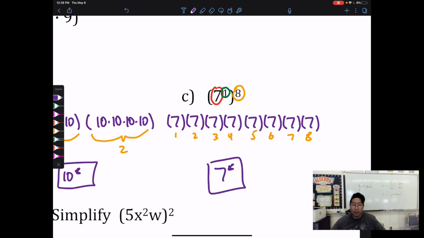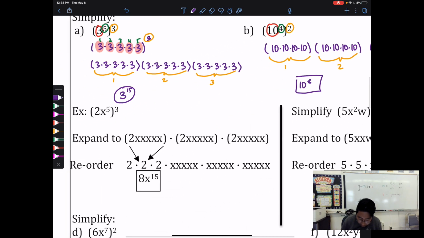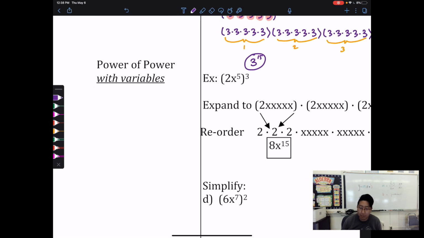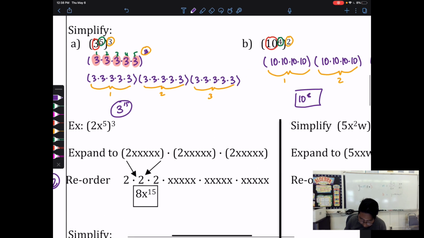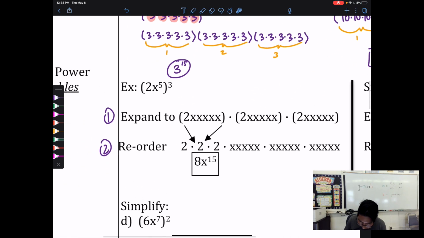Okay, so now we're almost done. We understand power of powers. What does that mean? We look inside the parentheses, expand that, and then we'll take whatever's inside the parentheses and expand it again. So, what do we do when there are variables? Well, same concept. Remember, the first step is always to expand, second step is reorder, and then the third step is to simplify. So here, I'm just going to go over these quickly.